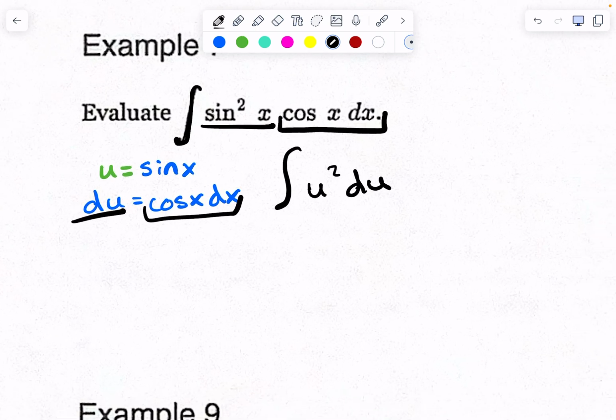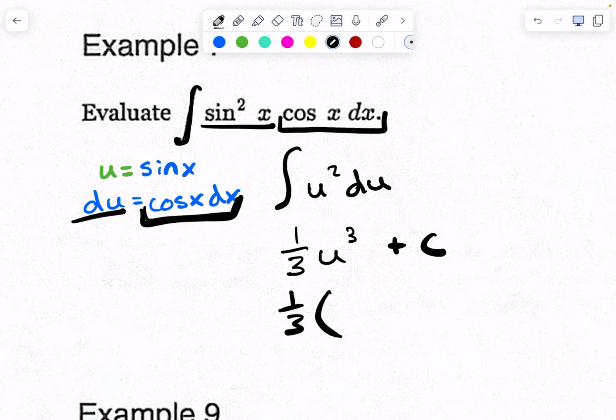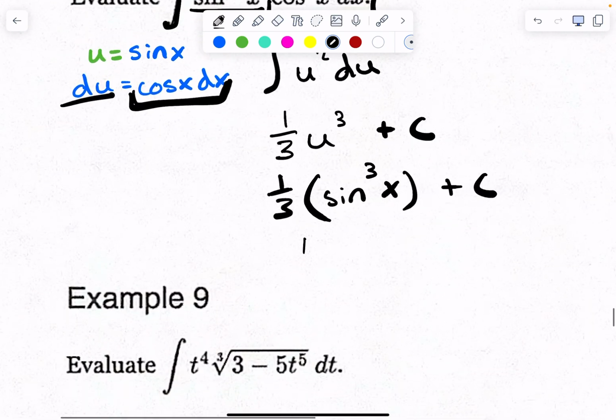Don't we have to put the 3 out in front of all of it? No, because it's not a constant. It's 1/3 u cubed plus C. Then u is sine x, so I'm going to say 1/3 sine cubed of x plus C. You don't need those parentheses, but if you don't want to have the parentheses, this is what it looks like.